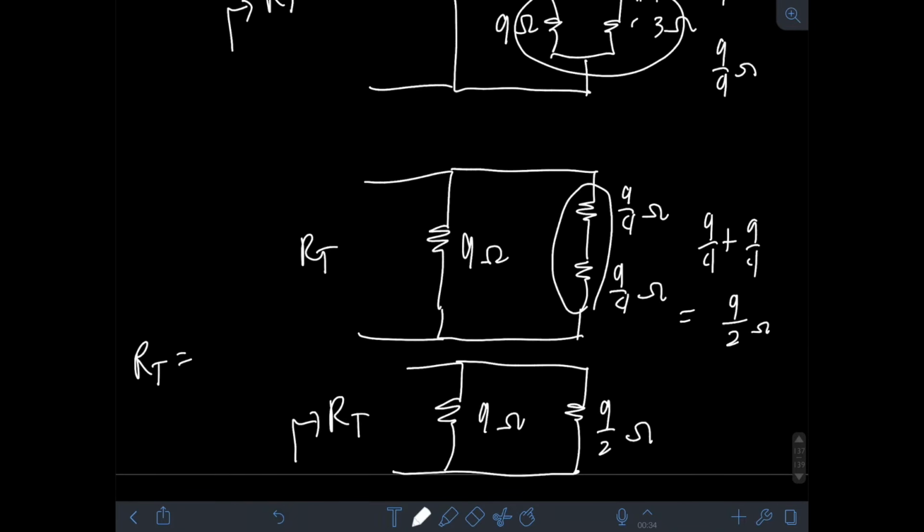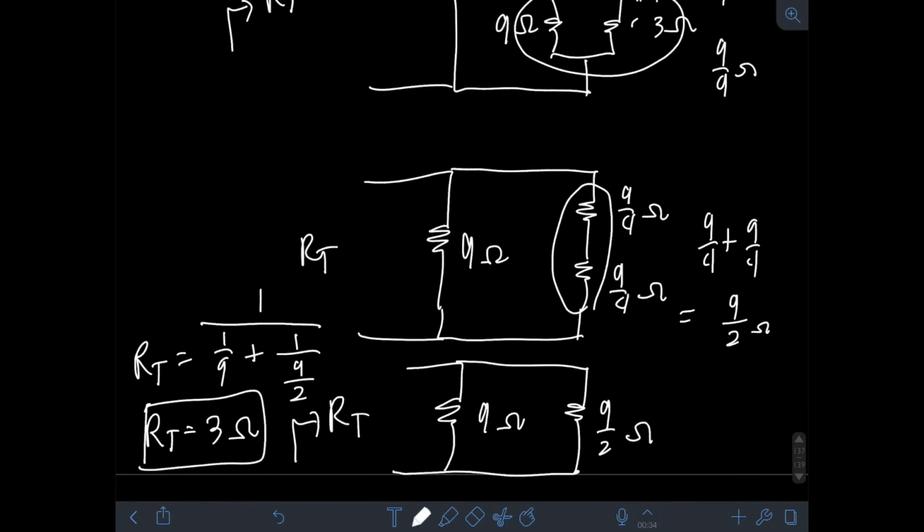So that the final value of RT, since these two resistors are in parallel, applying again the formula for parallel resistors, it is equivalent to 1 all over sum of the reciprocals, right? So 1 over 9 plus 1 all over 9 over 2. So therefore, what is the equivalent resistance RT? RT is equivalent to 3 ohms. So therefore, the total resistance of the network is 3 ohms.